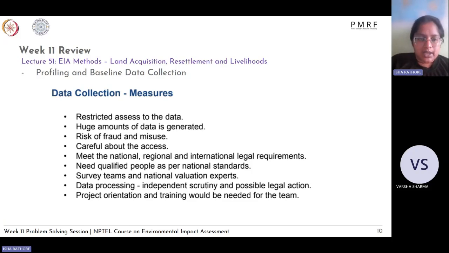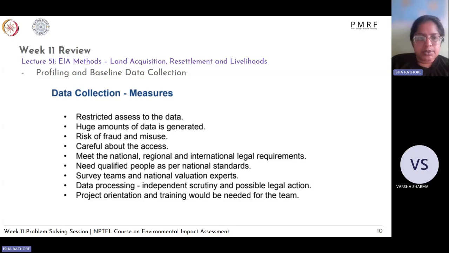Then the service team and national valuation experts should be involved. So how to look up at this data and how to analyze this data which has been collected from these surveys: data processing, independent scrutiny, and possible legal action. And project orientation and training would be needed for the team. So you have to be sensitive enough to how to ask the questions when you're collecting any sort of socioeconomic data from the affected community. So that training should be given to the team who will be undertaking these surveys and who will be dealing with the data processing or analyzing.